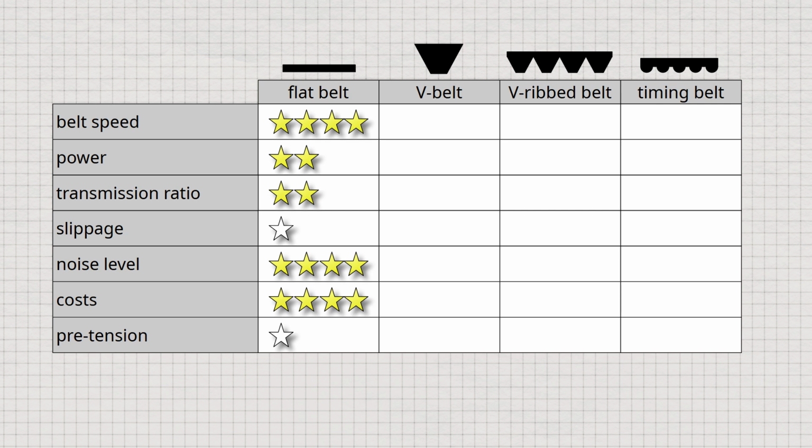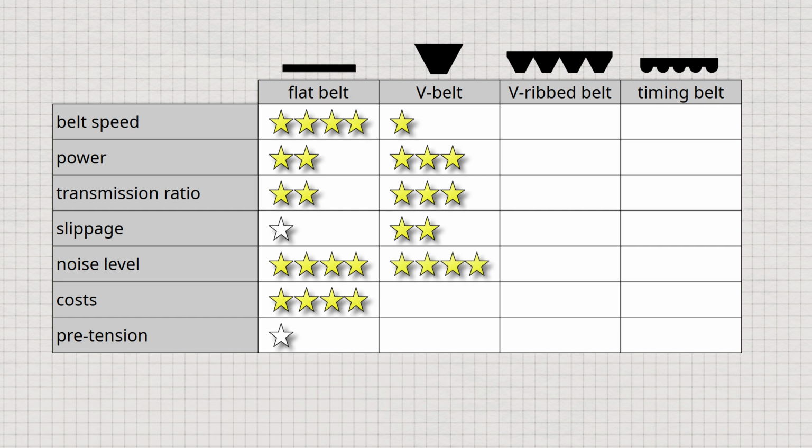Compared to flat belts, the maximum belt speed of V-belts is approximately 30 meters per second. V-belts allow high power transmission. The achievable transmission ratios are around 20, which is slightly higher than with flat belts. A loss of speed due to slippage must also be taken into account with V-belts, although it is somewhat less than with flat belts. V-belts are as quiet as flat belts.